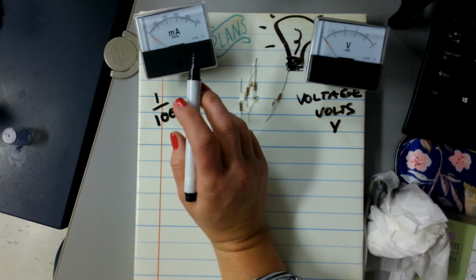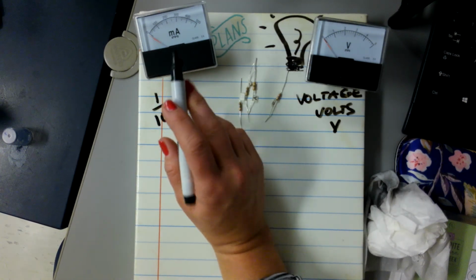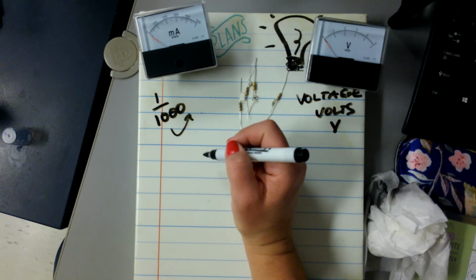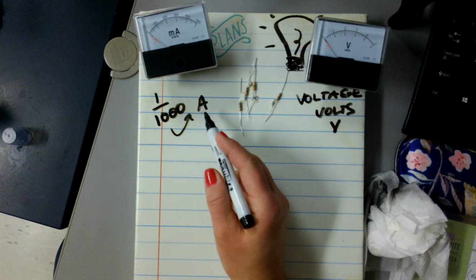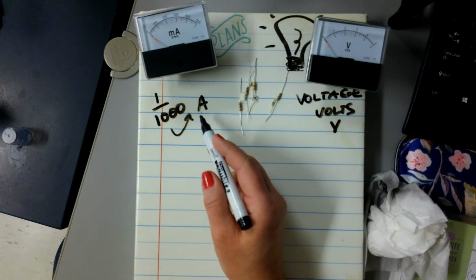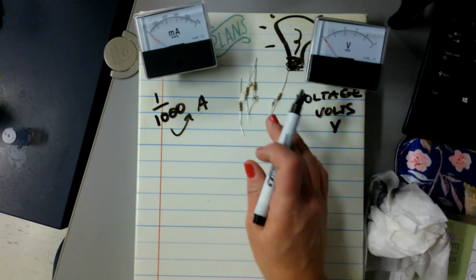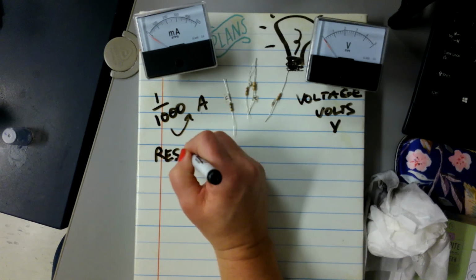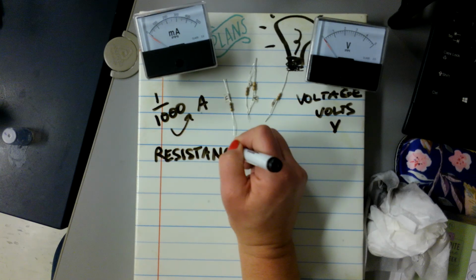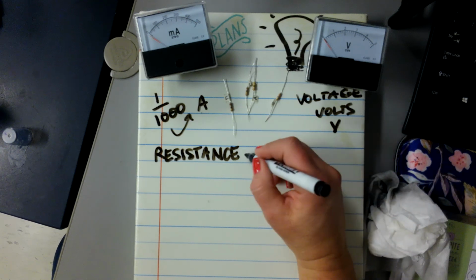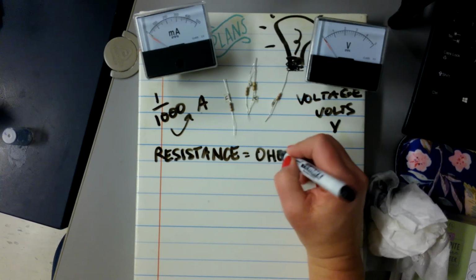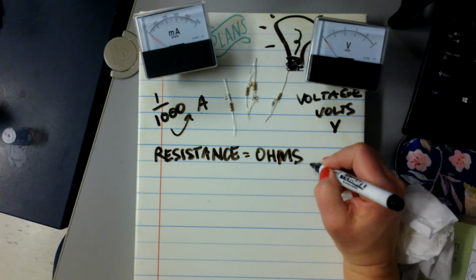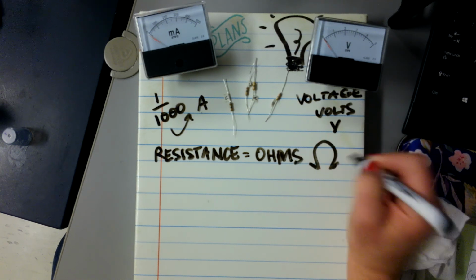Now, this ammeter is milliamperes, so if I want to change that into amps, I would need to do a division problem to make sure that I have the correct value for my equation. When I'm calculating resistance, it is measured in something called ohms. And ohms is represented by a symbol that looks like this.